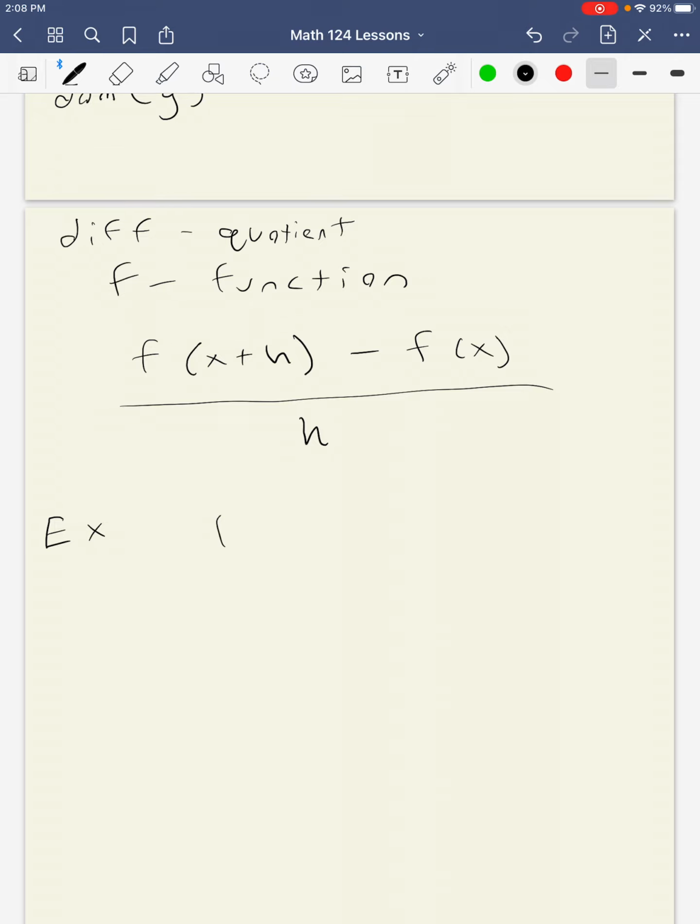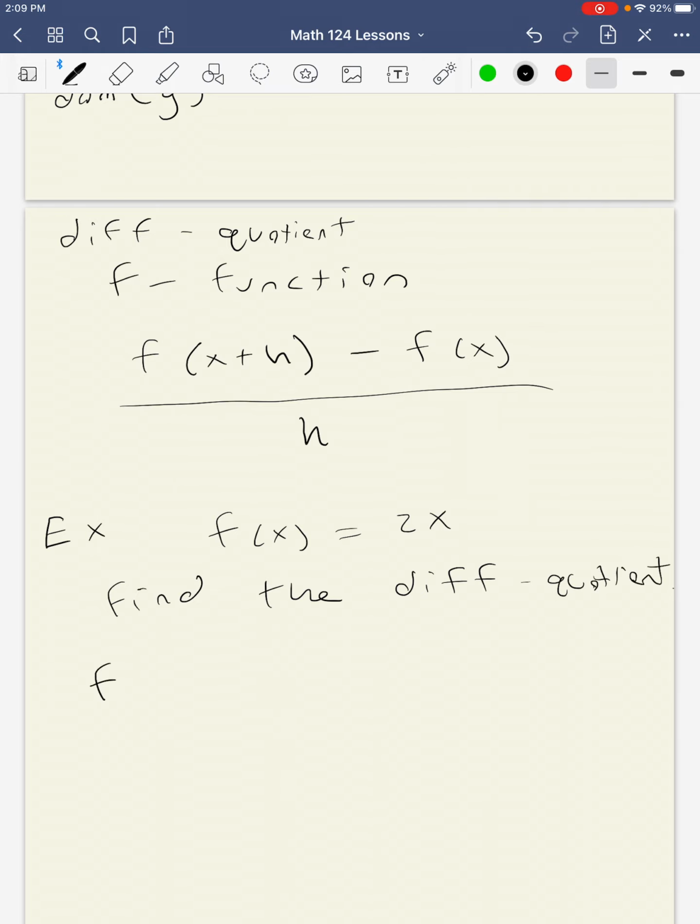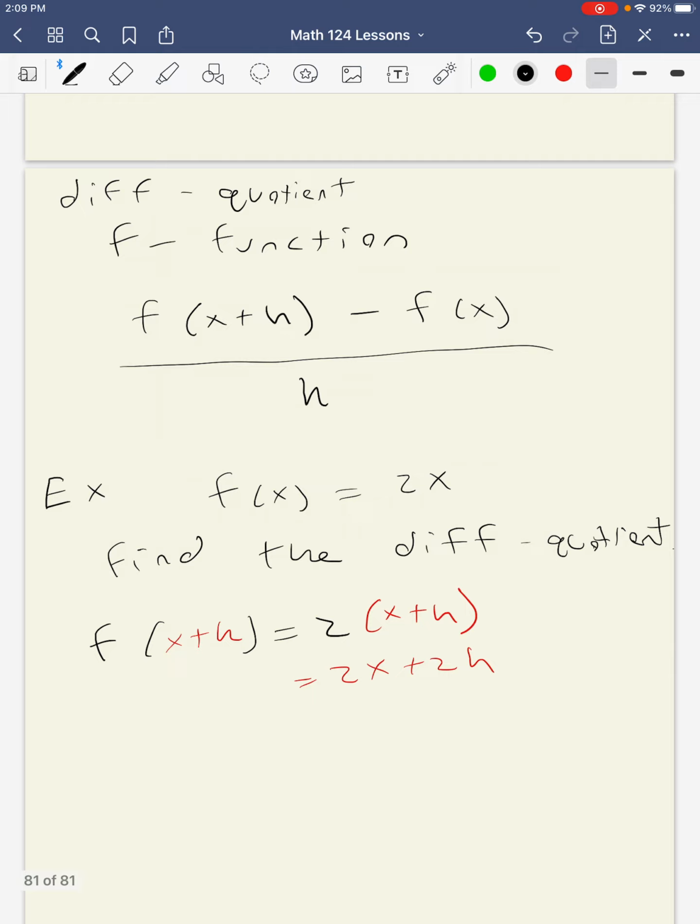So I'll just do a quick example here. Let f of x be 2x. Find the difference quotient. Well, if we were to plug x plus h into this function, that's 2, and then we plug x plus h into the input. So we get 2x plus 2h. Now we're ready to plug in. We'll plug in 2x plus 2h here.